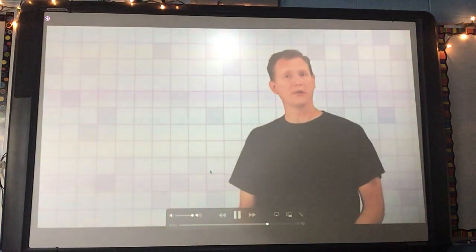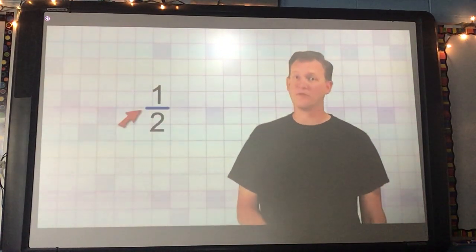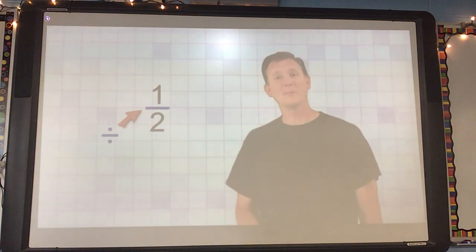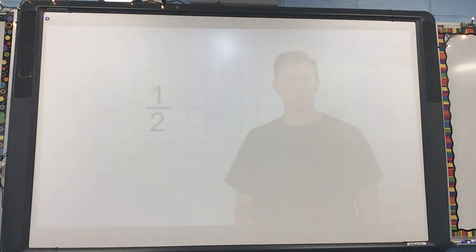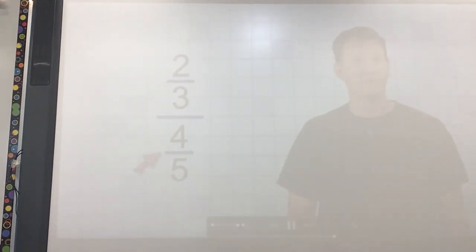But please, there's one more thing I want to show you. You already know that the line between the top and bottom number of a fraction is just another form of the division symbol. Well, that means you'll sometimes see fraction division problems written like this. This shows the top fraction, 2 over 3, being divided by the bottom fraction, 4 over 5.